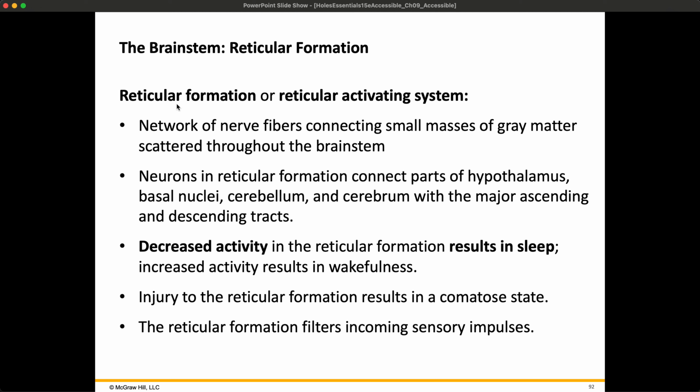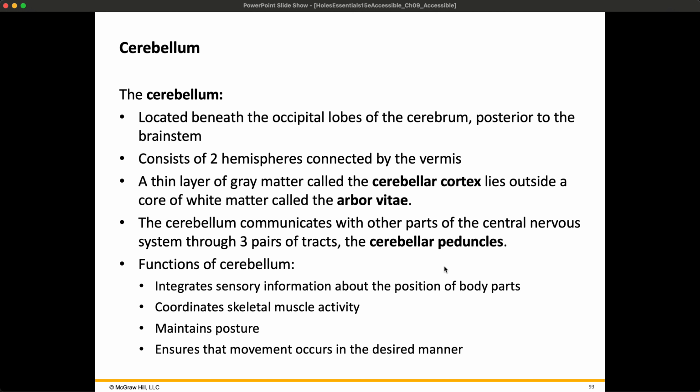You also have reticular formations. These are networks of nerve fibers connecting small masses of gray matter throughout the brainstem. They connect pairs of the hypothalamus, basal nuclei, cerebellum, and cerebrum. Decreased activity results in sleep, and increased activity results in wakefulness. There you go.